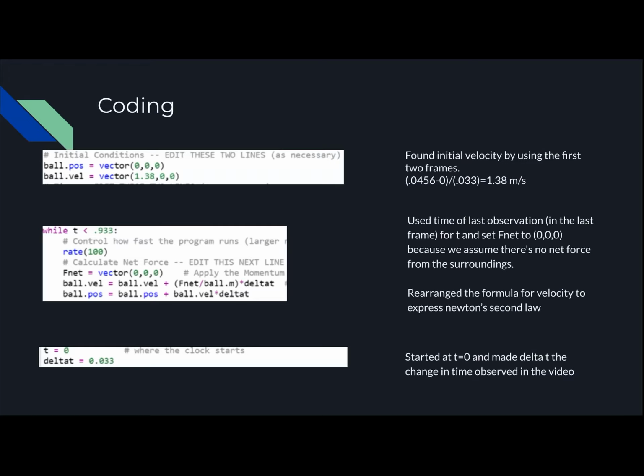After that, I rearranged the formula for velocity to express Newton's second law. And lastly, I stated that we start at time 0, and I made delta t the change in time we observed in the video, which was 0.033.